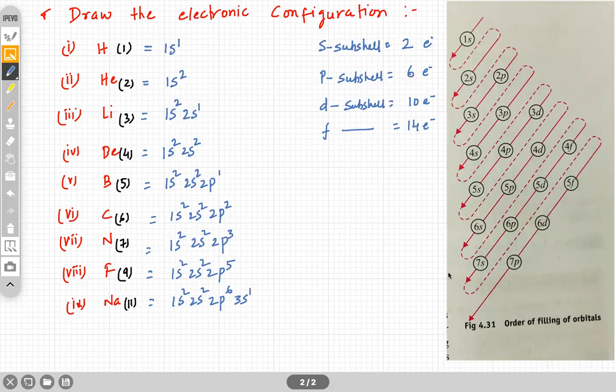Copied this one? Did you understand this? Just follow this path like this, and whatever subshells, orbitals are coming in the path, you have to give electrons into those subshells, depending upon their capacity. SPDF, this is the maximum capacity we have. Finish, all of you.